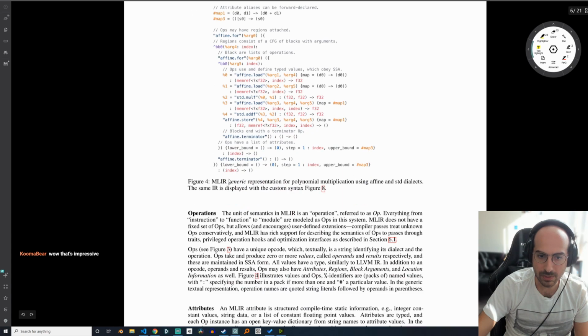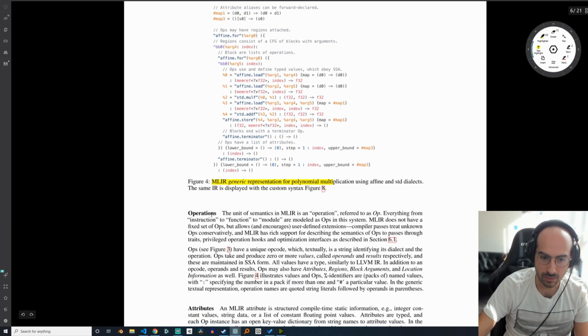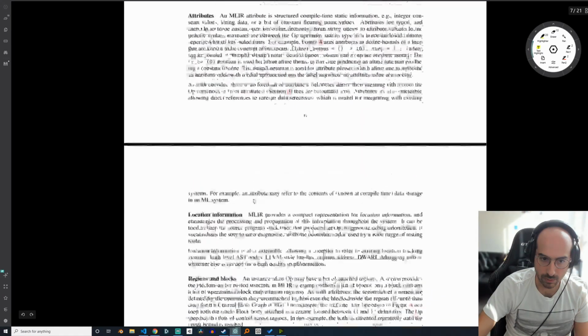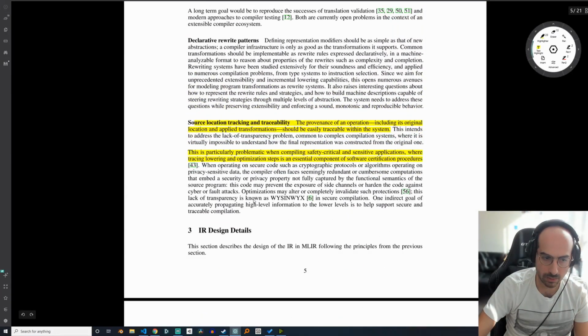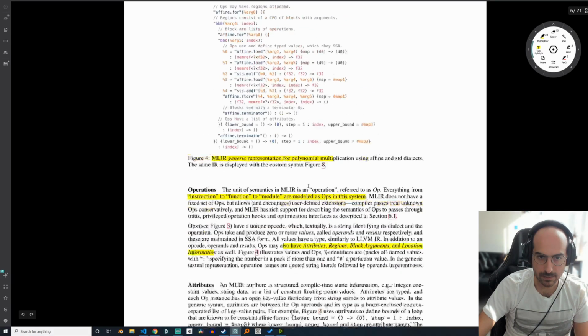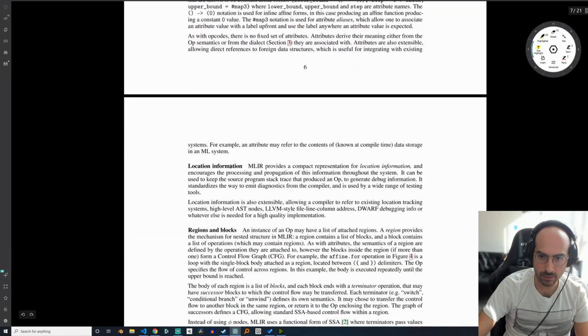So okay, ops. Polynomial multiplication using affine and STD dialects. I wish they would explain what a region is exactly. Okay. But it looks like an op is sort of a tuple for all the data that it needs. Location information.